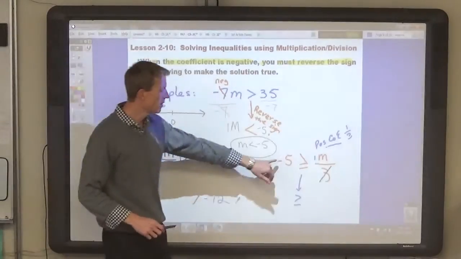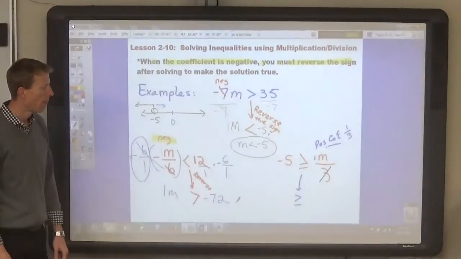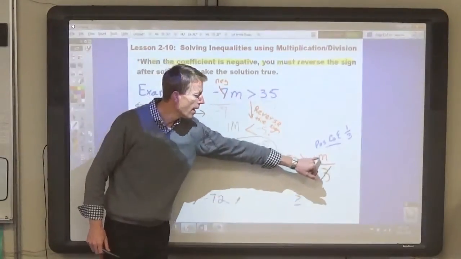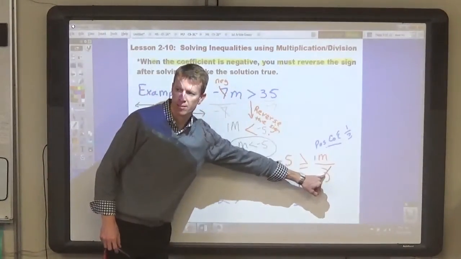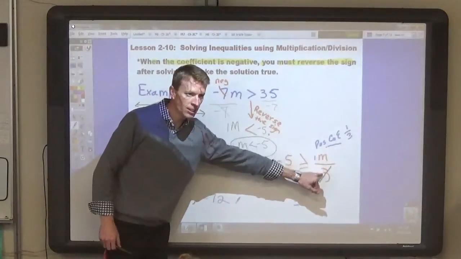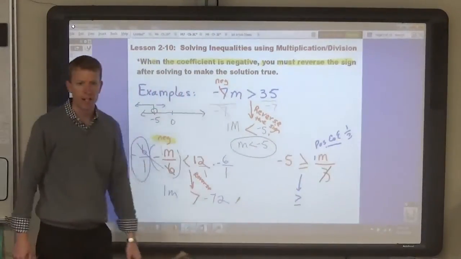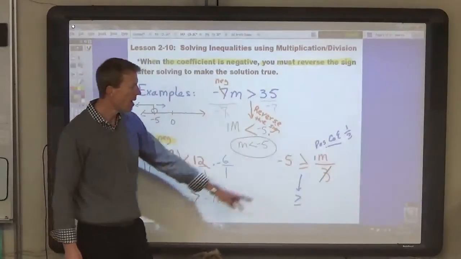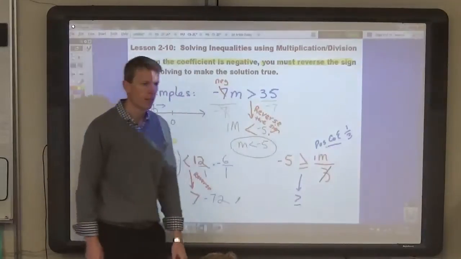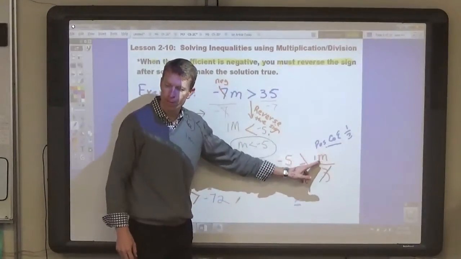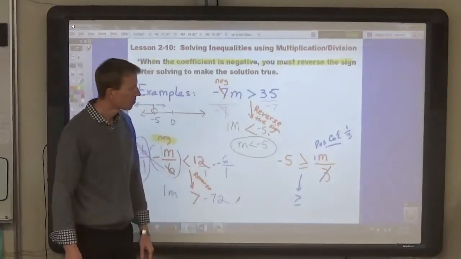Look at this one. Last example I want you to look at. This says negative 5 is greater than or equal to m over 3. Now, look at the side with the variable first. Is there any negative sign in front of the variable? No, this is a positive coefficient. It's a positive 1/3. 1m over 3. So the number in front of the variable is 1/3.